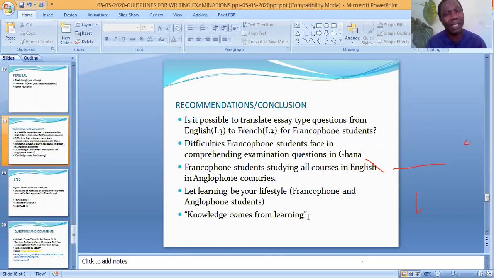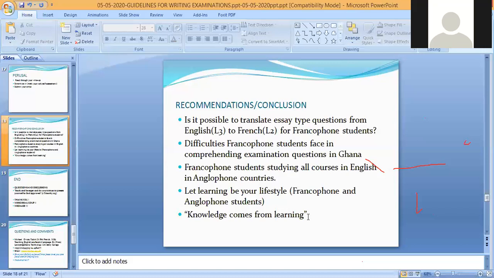That's why you have come to university to learn. So if you have come to university to learn and you don't learn, can you know? No. So you need to learn. Irrespective of your background, you can be a Francophone learner or Anglophone learner, whoever you are. Once you learn, you will definitely know. So bear this in mind. And I love that motto, the GTUC motto, that knowledge comes from learning.